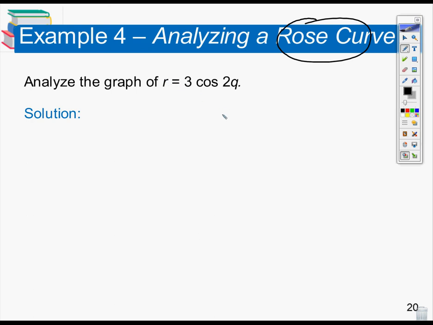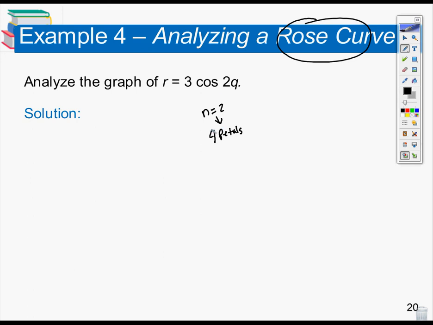In particular, I know that I'm looking at a rose curve with 4 petals. How do I know that? I know that because my n value here is 2. And when n is even, I know that that's going to mean that I have twice as many petals. Alright, so I have 4 petals given the fact that n equals 2.